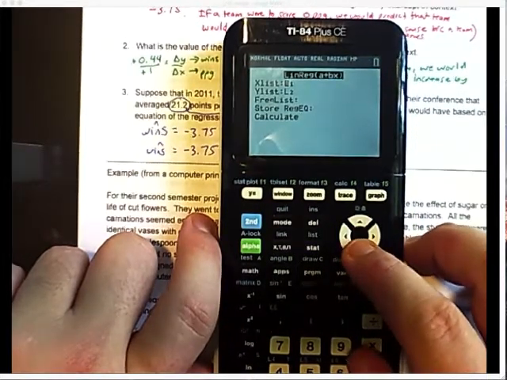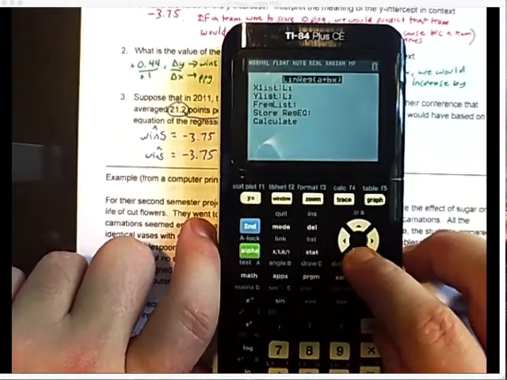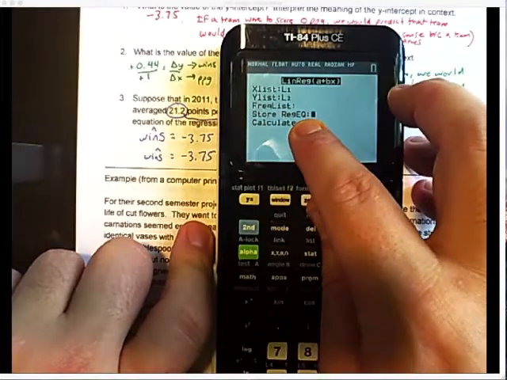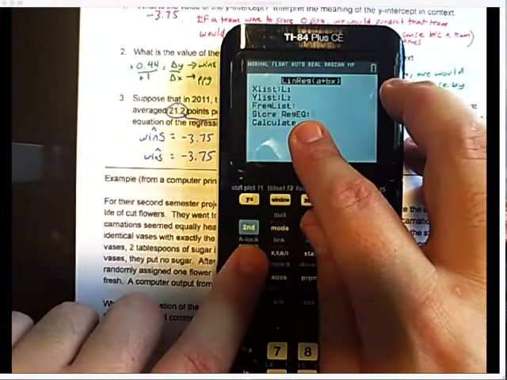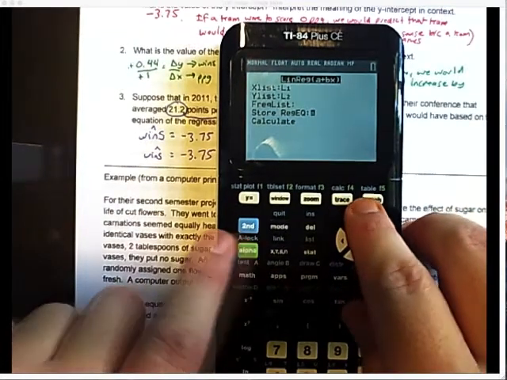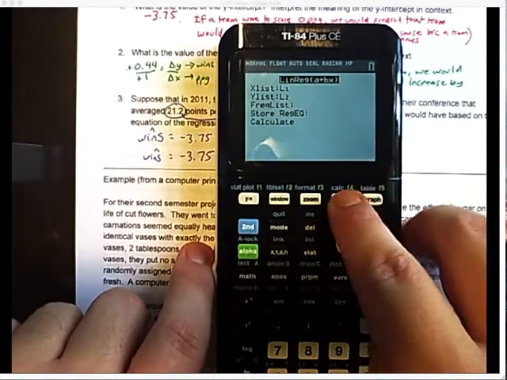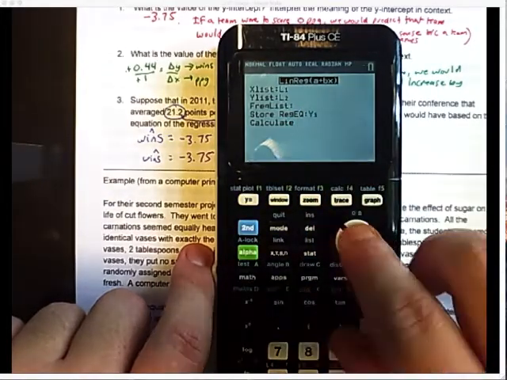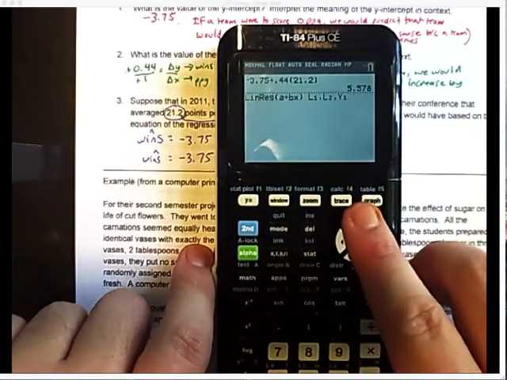My X list is in L1, my Y list is in L2. Now I'm going to have you do one more thing. When it says store the regression equation, let's store the equation into Y1. So hit alpha, then use the shortcut, hit trace, and choose option 1, Y1. And now let's calculate.